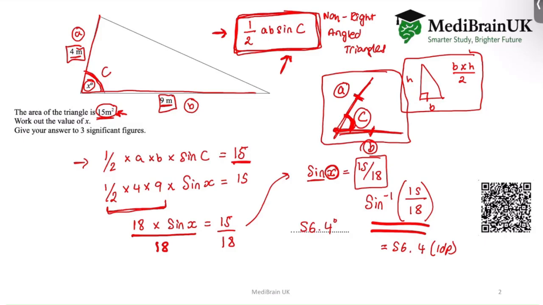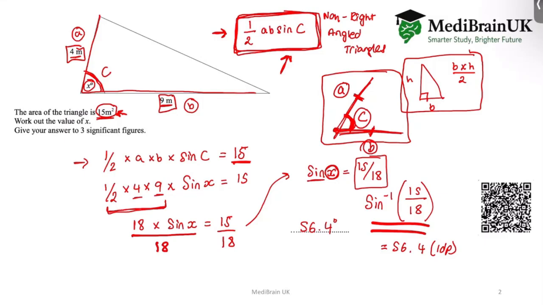We're going to substitute A and B, which is 4 and 9. And then we rearranged it to get sine X by itself. And when we got sine X by itself, to get X by itself, we're going to inverse sine the other side. Okay, so sine to the minus 1, 15 over 18.